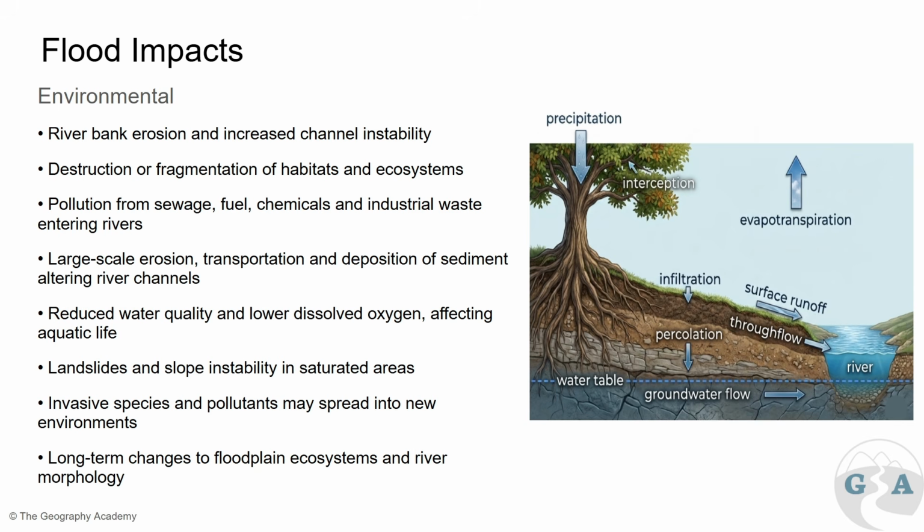Large scale erosion and transportation can cause sediment. It can alter the channel's shape. It can also reduce the water quality, and this can reduce the aquatic life. If you decrease the oxygen in the river, it's very dangerous for that to happen there. Again, we'll talk about this in another section about eutrophication, which you can find on the big vocabulary sheet too. The landslides then potentially that come with it, invasive species and pollutants spread to the environment, and long-term changes to floodplain ecosystems and river morphology, kind of mirroring what we said in the beginning with either destruction of habitats or altering them.